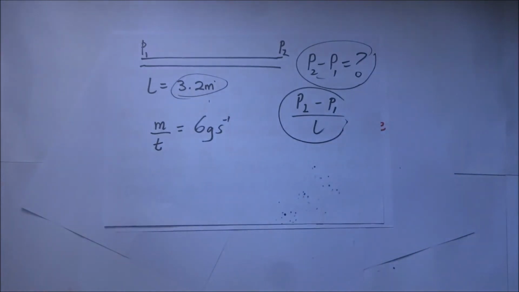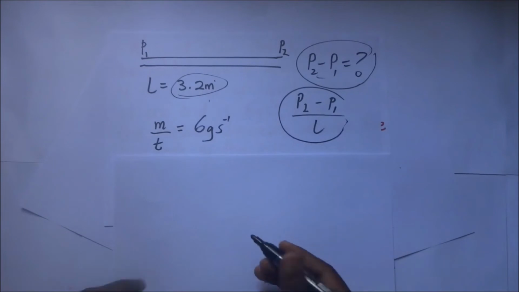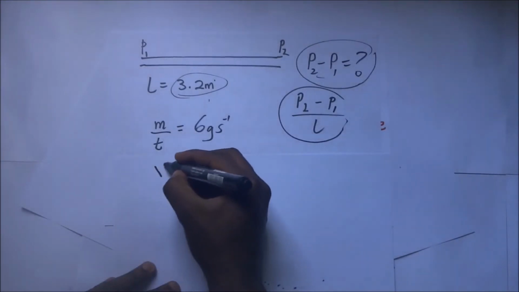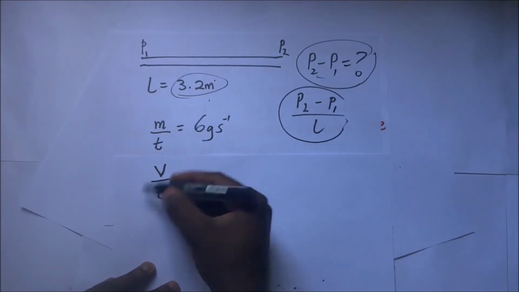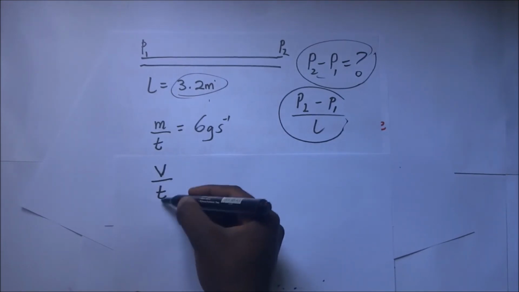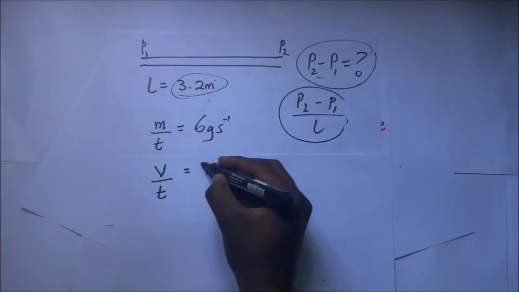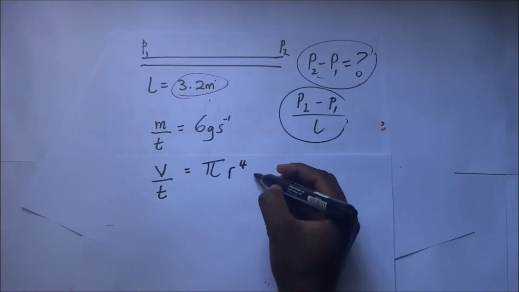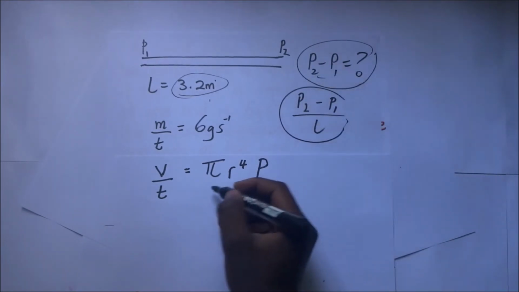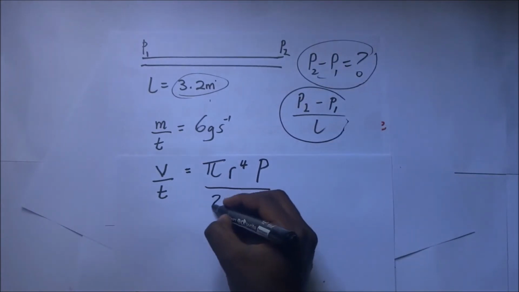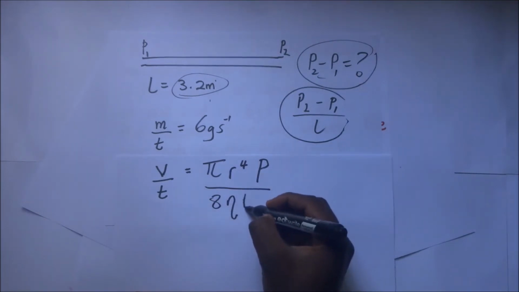So now where do we start from? Let's first quote this formula. Poiseuille's formula says that V over T, which is volume flow rate, or the amount of volume of water flowing per second, is given by pi r to the power of 4 times the pressure difference, which is P2 minus P1, divided by 8 times the coefficient of viscosity times the length of the pipe.